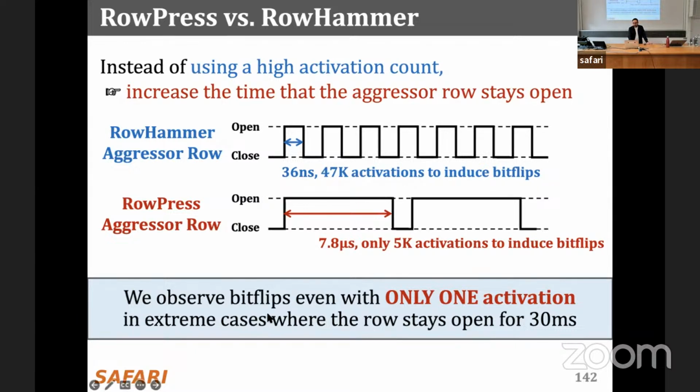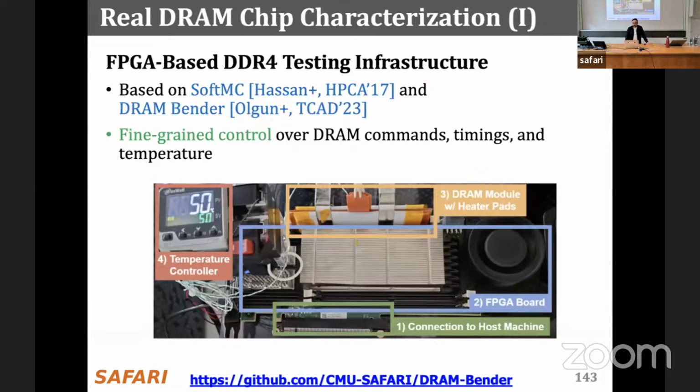And if you actually keep the row open for 30 milliseconds, then only one activation is enough. So open for 30 milliseconds, it's not very realistic, but it shows where it is going, right? So in this work, we use an FPGA-based testing infrastructure.